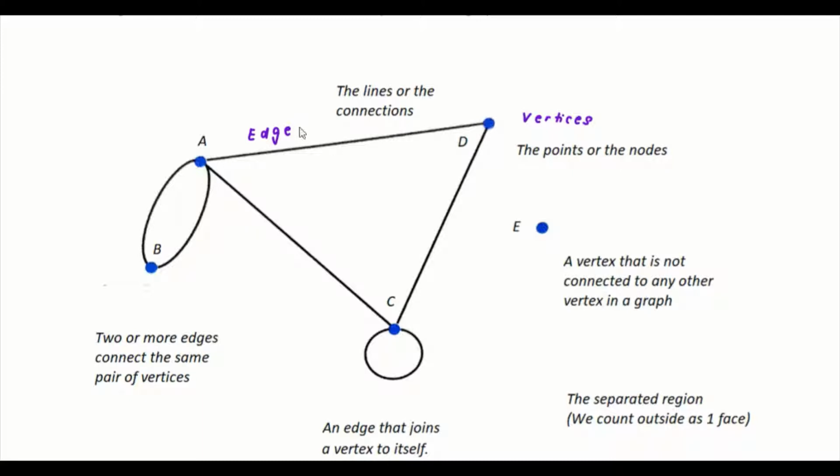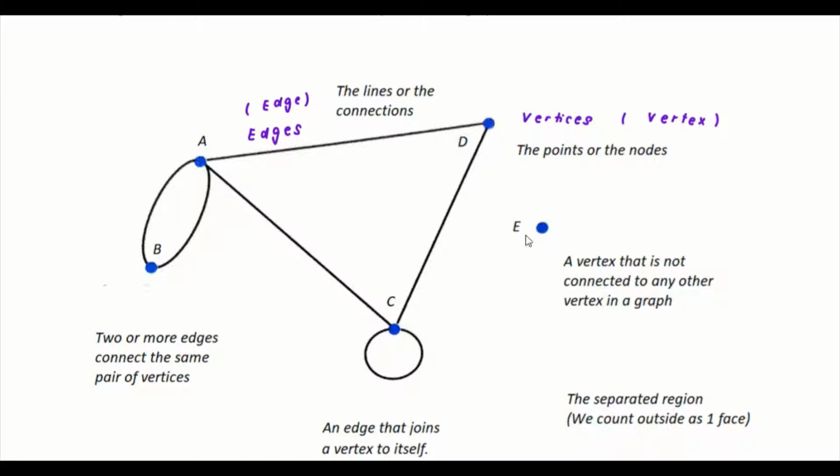I'll write the plural, then this is the singular. So same thing, vertices, then the singular is vertex, meaning one point. Okay, so now we'll be looking at different situations for the special vertices or the special edges.